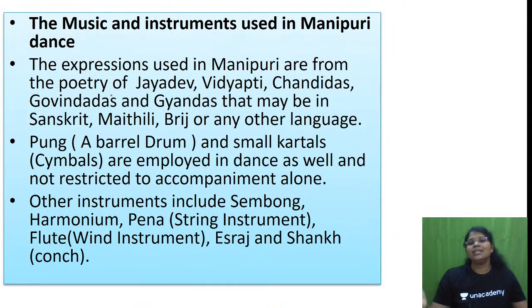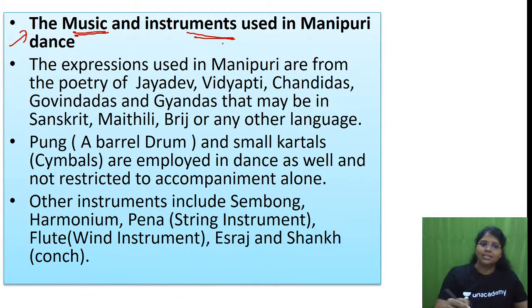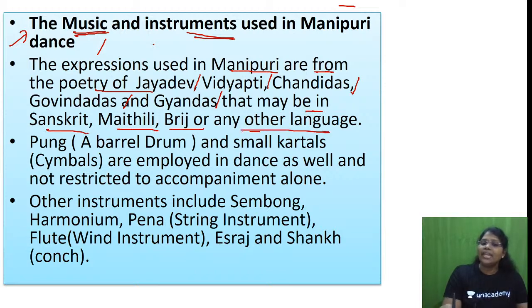Okay. Is this fine? Music and the instruments are, of course, very important. What are the music and instruments associated with performing that particular classical dance? In Manipuri dance, the expressions used are from the poetry of Jayadev, Vidyapati, Chandidas, Govindadas and Gyandas. That may be in Sanskrit, Maithili, Brij or any other language. Do you remember for Bharatanatyam the verses were in Tamil, Telugu, Sanskrit, Kannada? Each classical dance is performed in very specific languages, isn't it? Whereas in Manipuri, the expressions are from the poetry of Jayadev, Vidyapati, Chandidas, Govindadas, Gyandas.